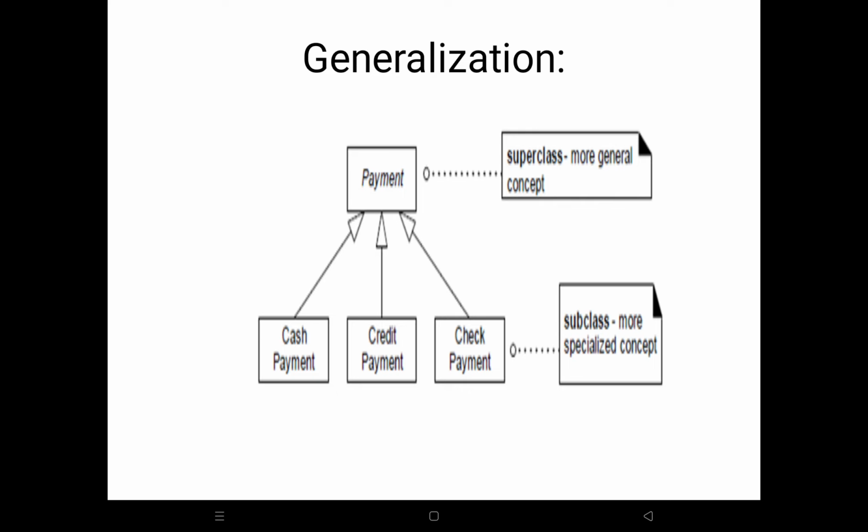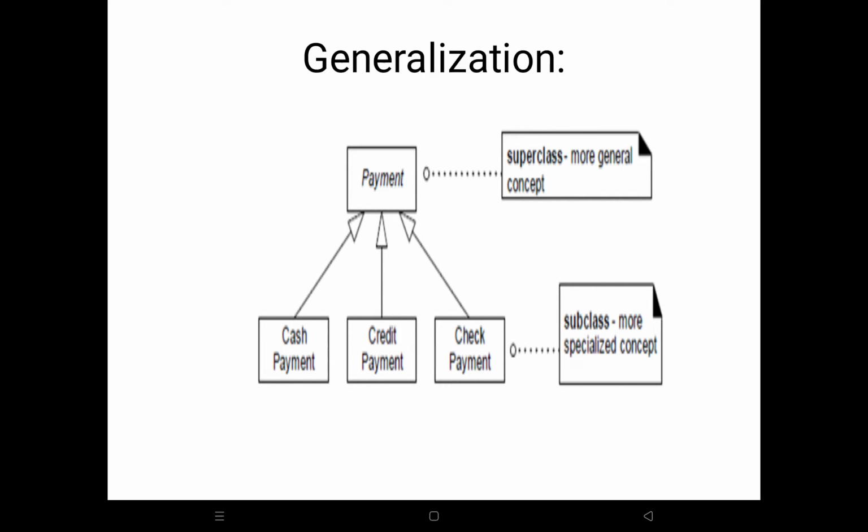Okay, the next very important relationship, the generalization relationship. Generalization shows the relationship between the superclass and subclass. Mostly the superclass is more general, and the subclass is a more specialized concept. Cash payment is a specialized concept of payment. Credit payment is a specialized concept of payment. Check payment is a specialized concept of payment. So payment is the more general concept.